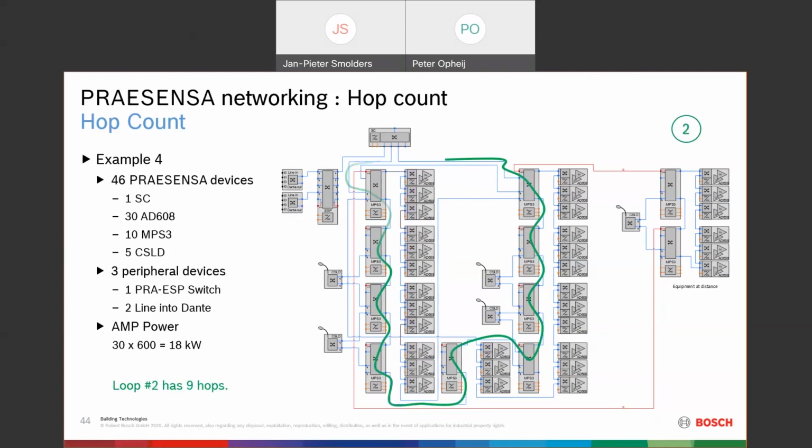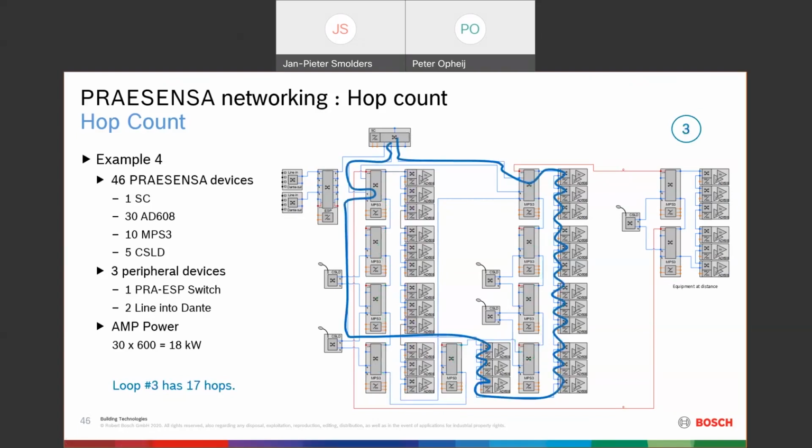Another loop is this one. We have now the switch. Then we go via all the MPS here. And now we have 9 hops in this loop. Another loop is this one. From the controller, the root switch, to the MPS, via a cable to the amplifiers, amplifiers over there, MPS over there, and back to the root switch. This loop has 17 hops, if you count it.